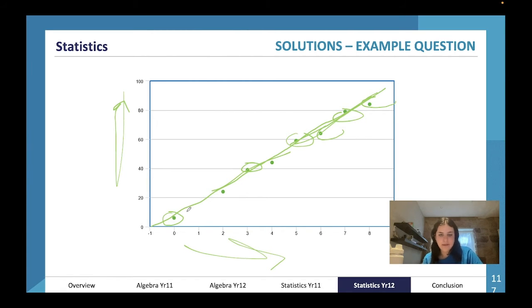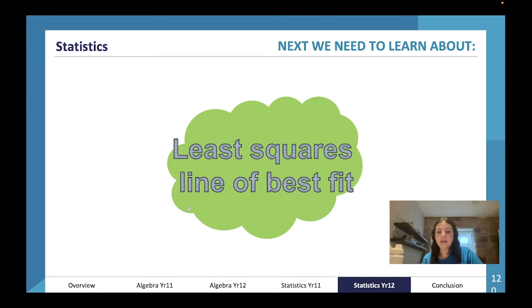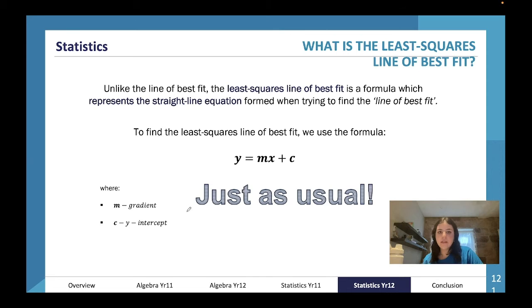I would recommend having some practice on paper. It's very hard to do on a computer, but you just have to make sure you have the same number below and the same number above, and as many through the line as possible. We now need to learn about least squares line of best fit. This is quite complicated.